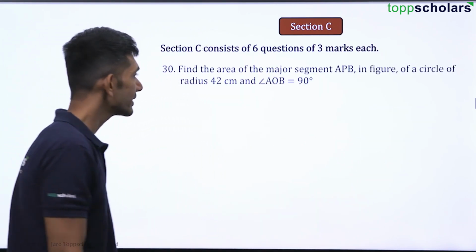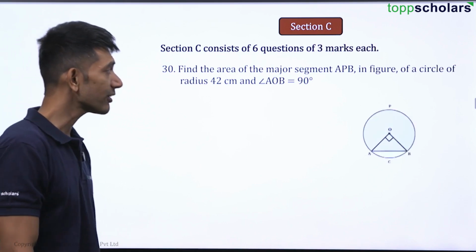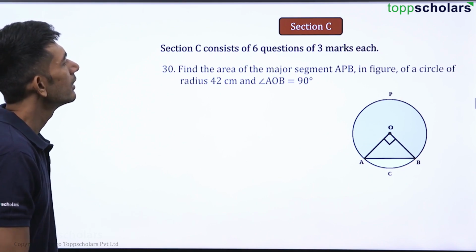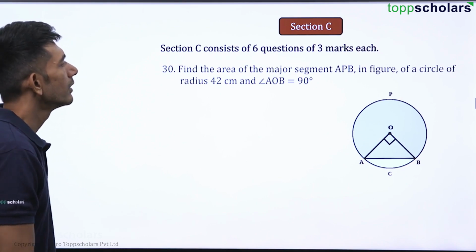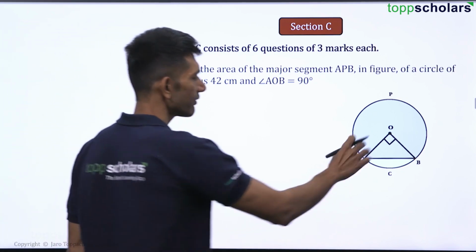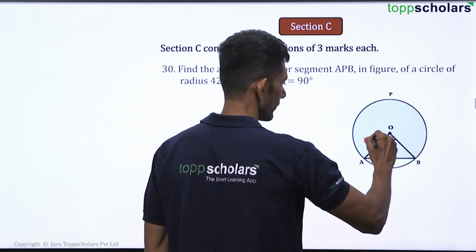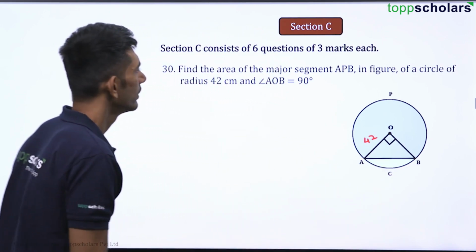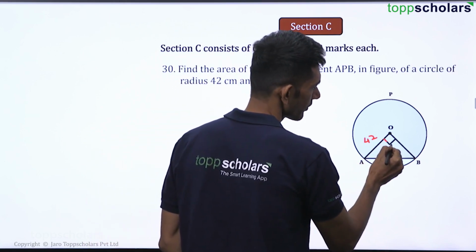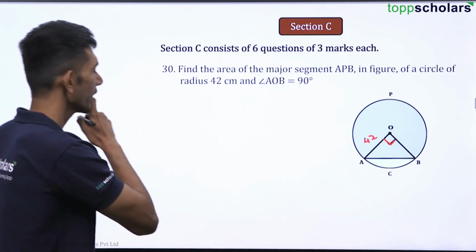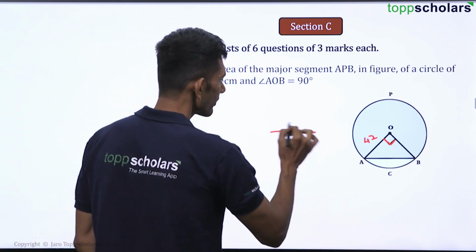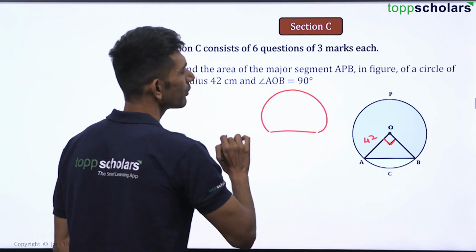Let's have a look at a new question. It says, find the area of the major segment in the figure of a circle of radius 42 centimeter. Radius is 42. Angle AOB is 90 degrees. Correct? And major segment means this upper part. This we are supposed to find out, isn't it?